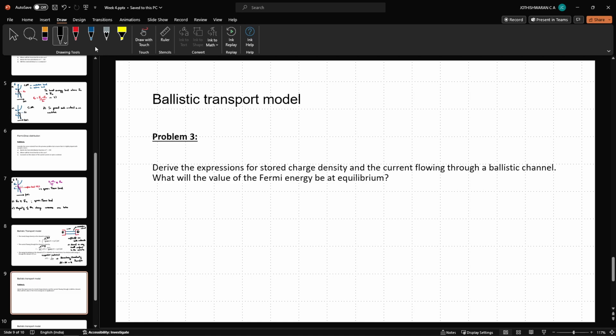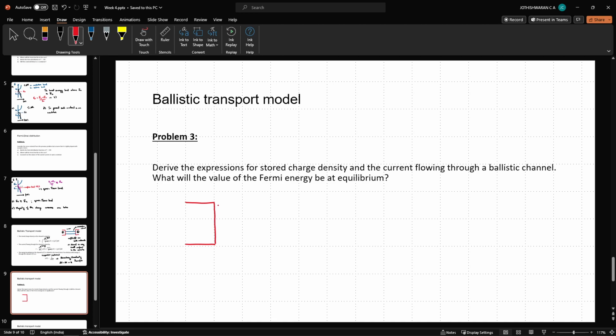The reason I'm doing this problem is, in this derivation lies the answer to most, if not all, of the assignment questions. So I'm not doing this just for the sake of solving a problem. Please pay attention to this so that you can figure out the answers to the corresponding assignment questions.